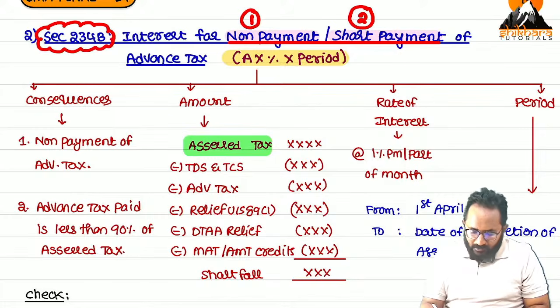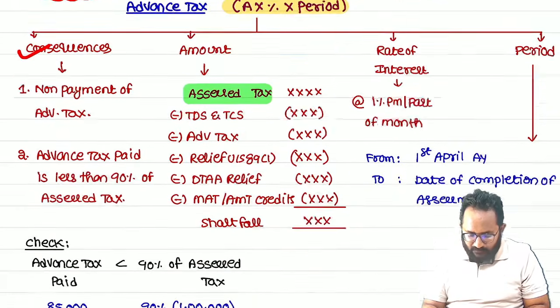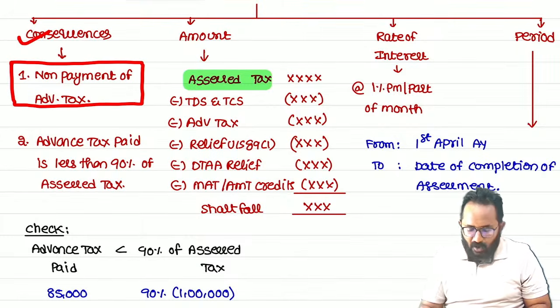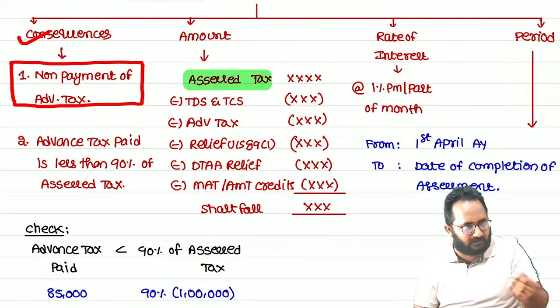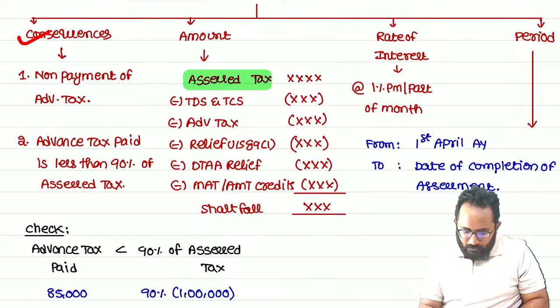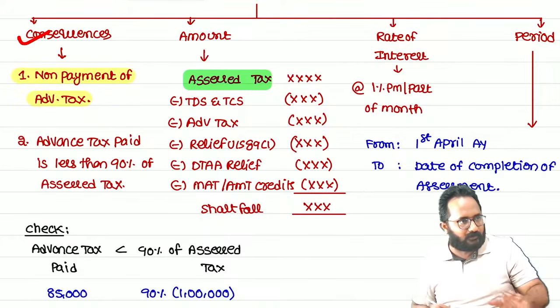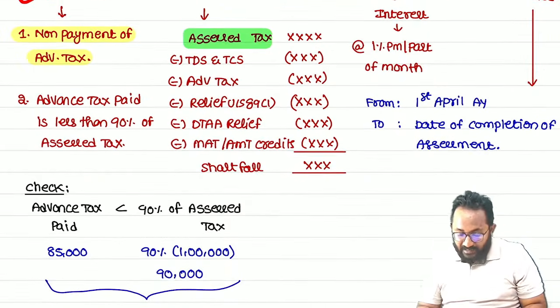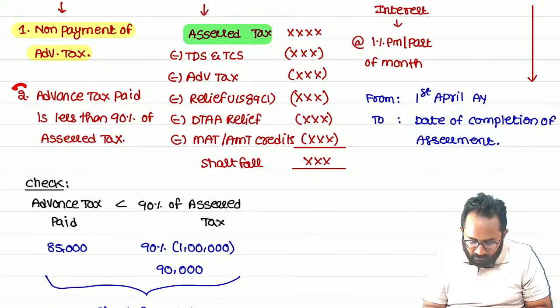For what consequences are we calculating interest? Non-payment. It means during the previous year, we verified that we have not paid even a single rupee of advance tax. That is non-payment. Yes, during the previous year we have not paid even a single rupee. That is called what? Non-payment.